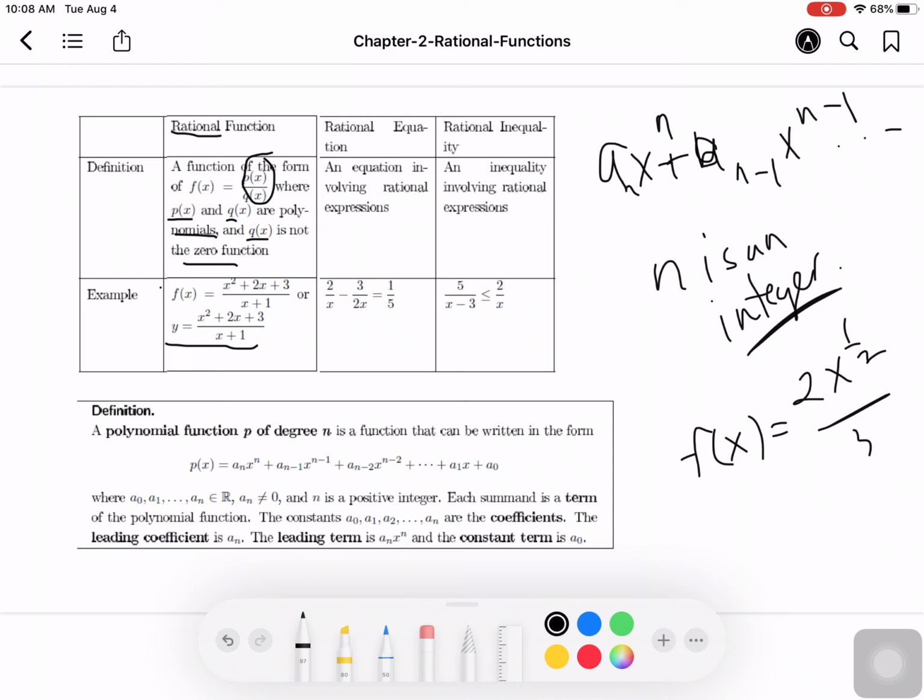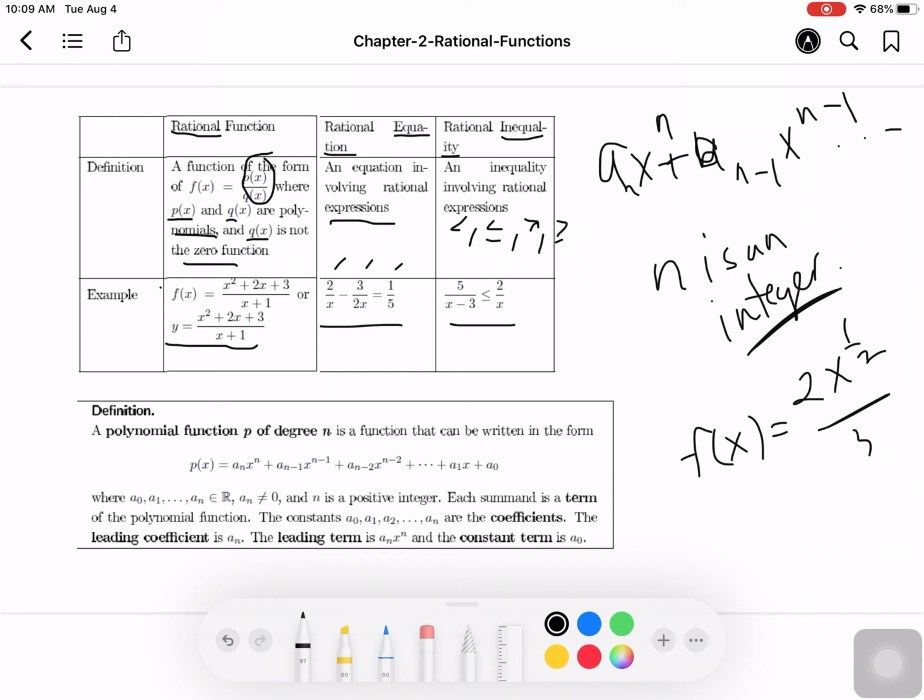How about rational equation? So of course, by the term itself, equation and rational, it involves an equation. An equation involving rational expressions. So in this case, we have this as an example. We have three rational expressions: 2 over x, 3 over x, and 1/5. And when we say rational inequality, of course, inequality, it uses the symbol less than or equal, greater than, and greater than or equal. So we have this rational inequality because it uses less than or equal.